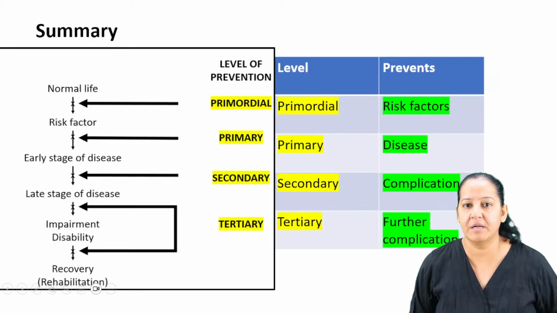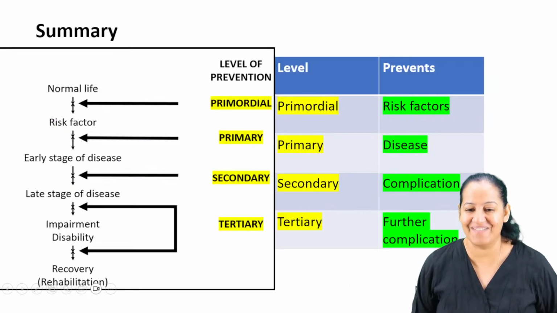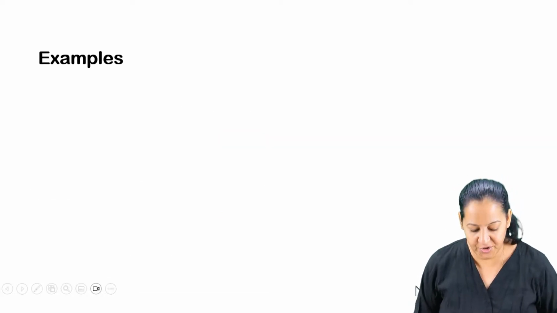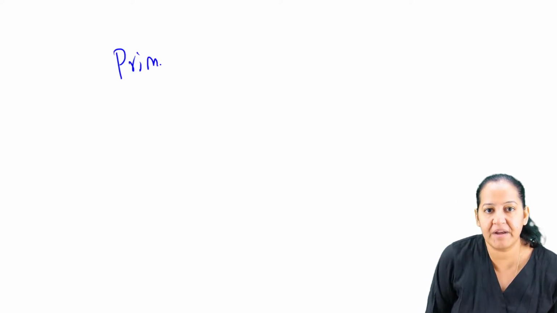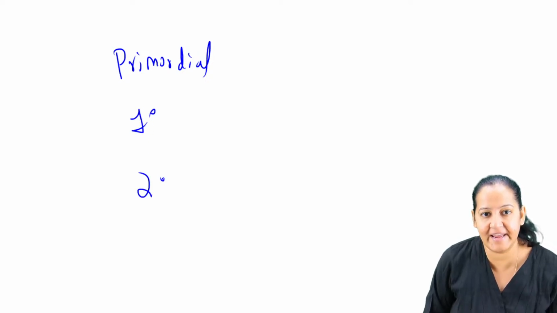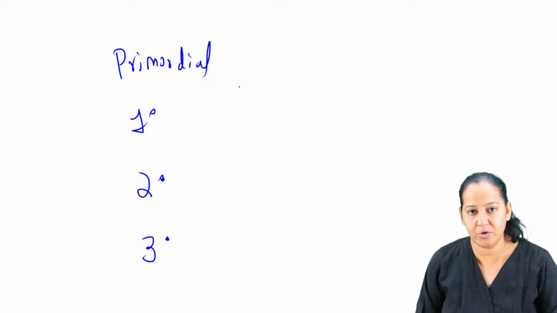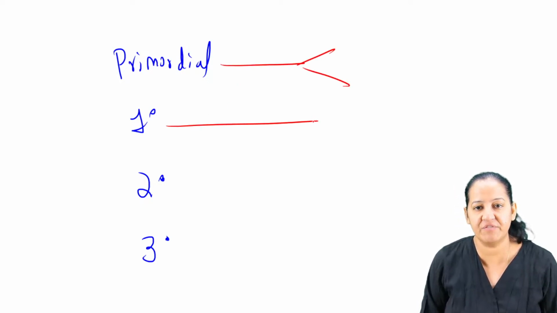How many of you got it? We are done with the levels of prevention. Are you ready for some questions on the levels of prevention? What I taught you is that there are 4 levels of prevention: primordial, primary, secondary, tertiary. You know their definitions? I guess you know. Now can you tell me two modes of intervention for each of them?